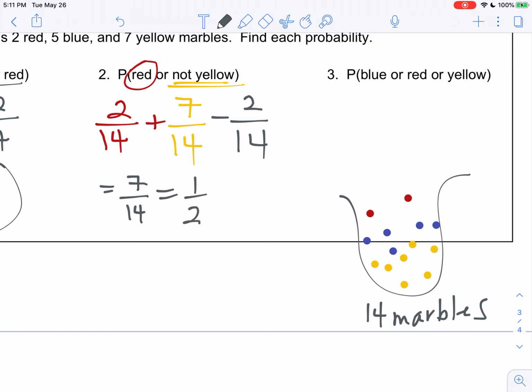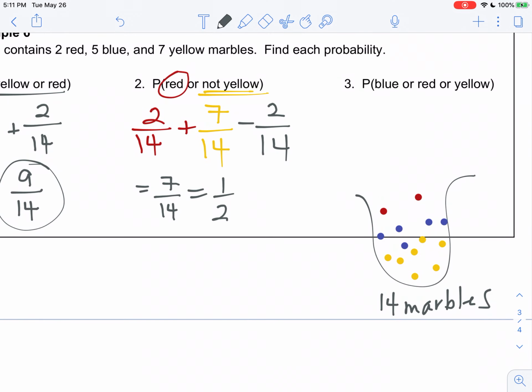Okay, last but not least, probability of blue or red or yellow. All right, there are 5 out of 14 blue ones. There are 2 out of 14 red ones and 7 out of 14 yellow ones, which gives me 14 out of 14, or 1. So as long as I'm picking out a marble, I am guaranteed that in this particular set it's going to be blue or red or yellow.